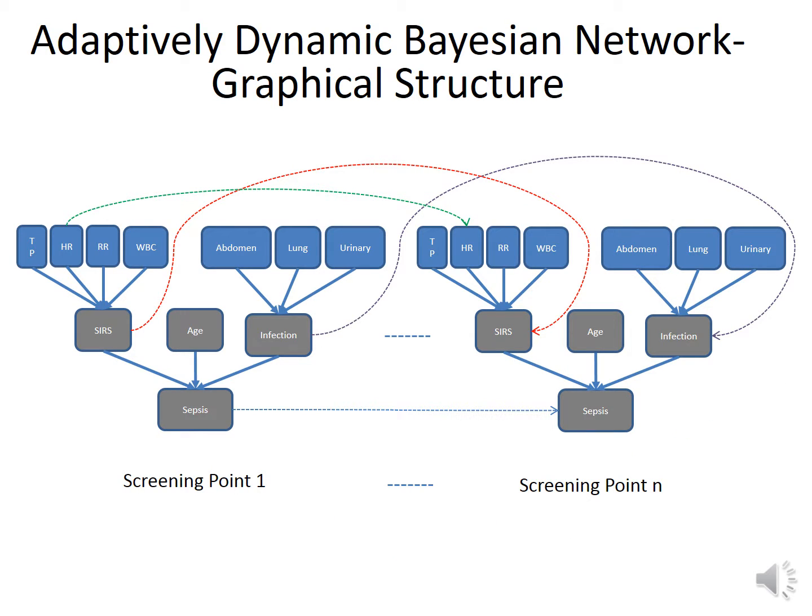Then we can extend it to 2 or 3 or 4 or 5 or any number of time slices that you want. If you screen the patient today or tomorrow or the day after tomorrow, then you can unroll the Bayesian network to get the historical data and the historical effects on the current calculation. For example, if yesterday you had infection, it is highly possible that today you also have infection. If yesterday you had sepsis, then it is a higher probability that today you will also have sepsis.